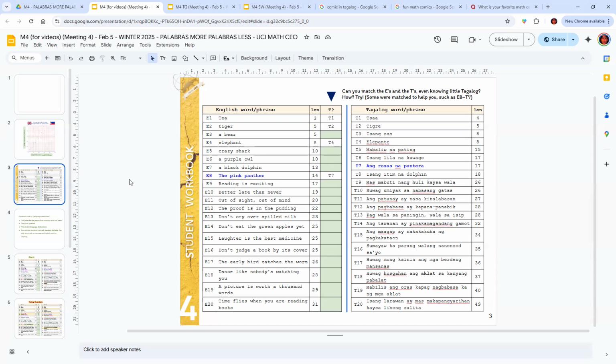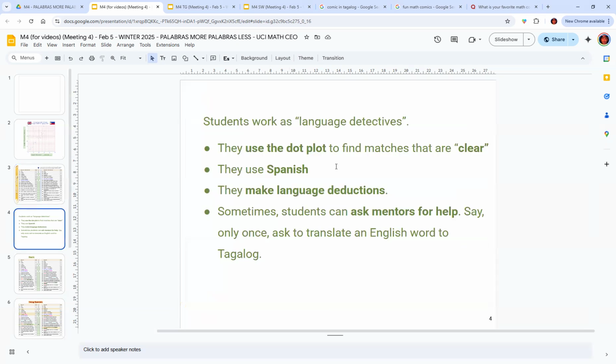Make sure you help students if it's taking too long. And this should be the last thing you do in the meeting, this part of solving this challenge. Students should be perceived as the language detectives. They're investigating and just recovering the order. They should work in groups, and they should use mainly 3 or 4 tools.